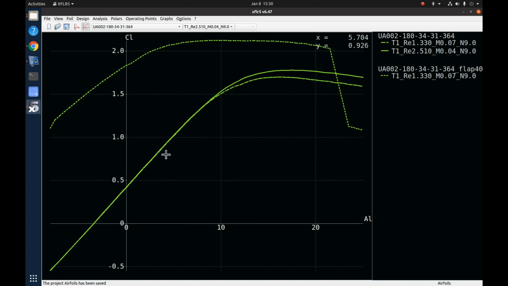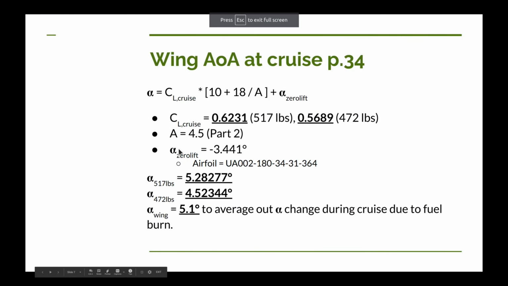So where our airfoil produces zero lift is down here at the zero coefficient of lift. That's right here. We want to know what that angle is. So if I bring my cursor down here, and then we look up here at the X value, you can see that X is 3.441. So that's what we're going to put in for that alpha. Let's go back to there. So that zero lift alpha is 3.441 with the negative.